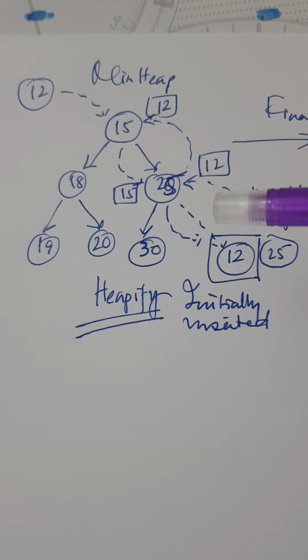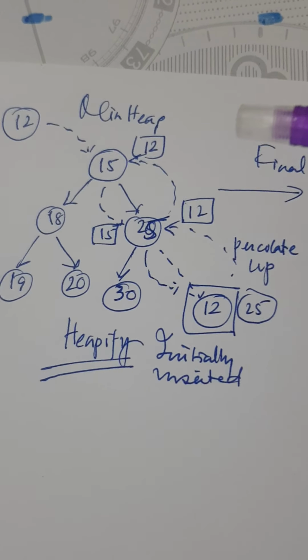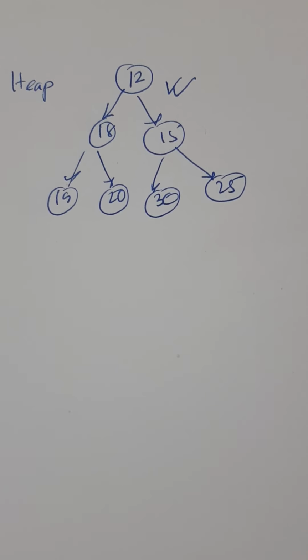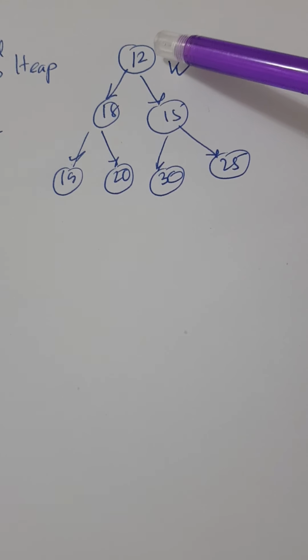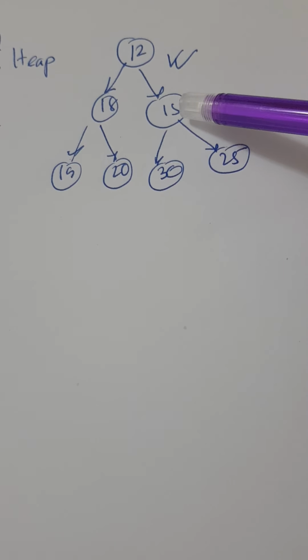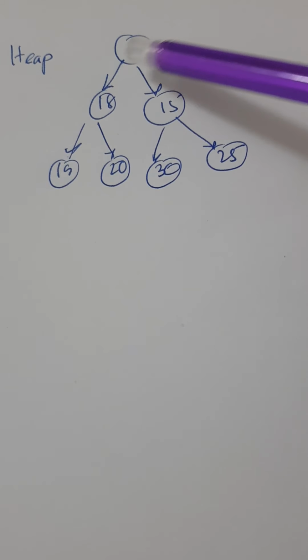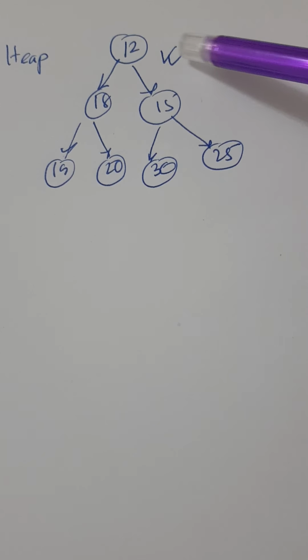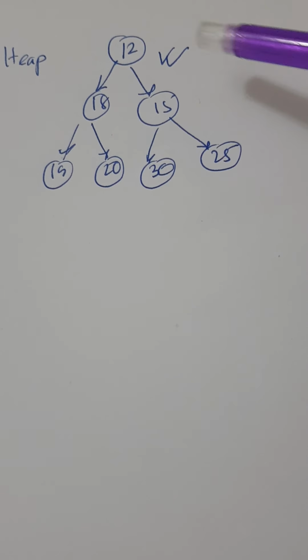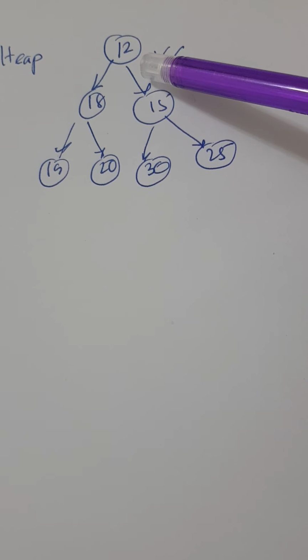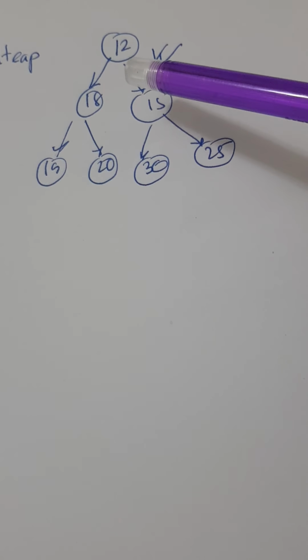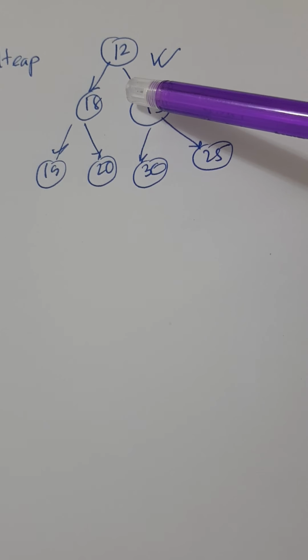Now let us take a final look at the heap. The final heap is this one. You see 12 is at the root now, 18, 15, and then you have 19, 20, 30, 25. This is a complete binary tree. This is also a full binary tree, but this is a min heap, and it proves that we have done the heapification and the heap is structured.